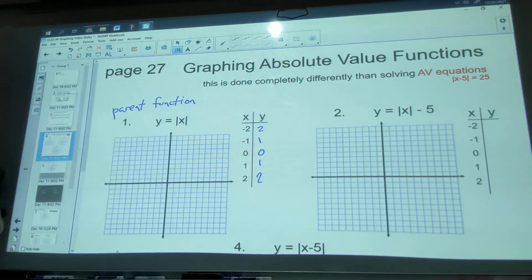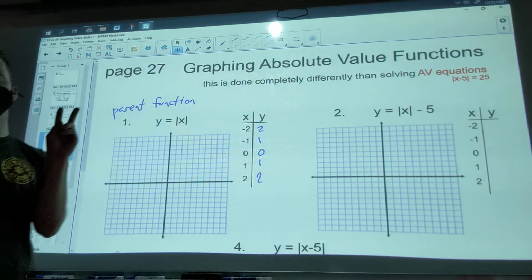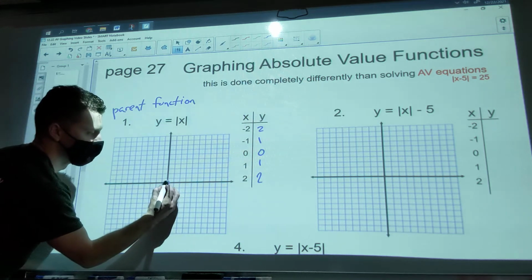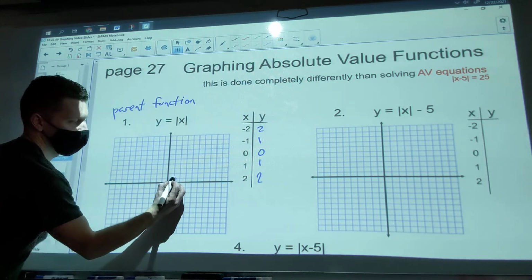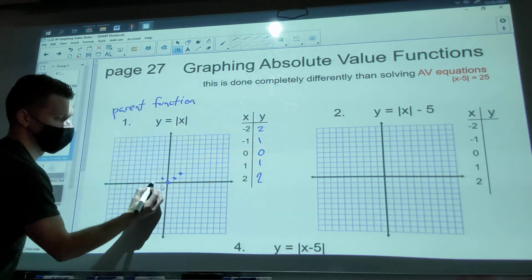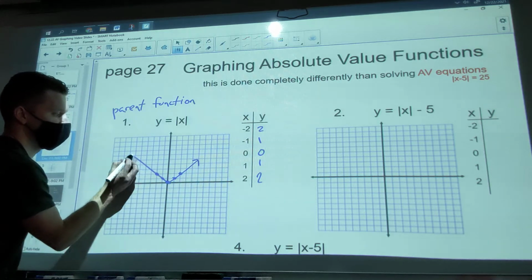Parabola? Not a curve, not a parabola. This? Sure. A V. It's symmetrical. V for absolute value. Let's go ahead and graph it. It's symmetrical: 0, 0, 1, 1, 2, 2, and we'll go in the other direction: -1, 1, -2, 2. So here it is. We have ourselves a V.